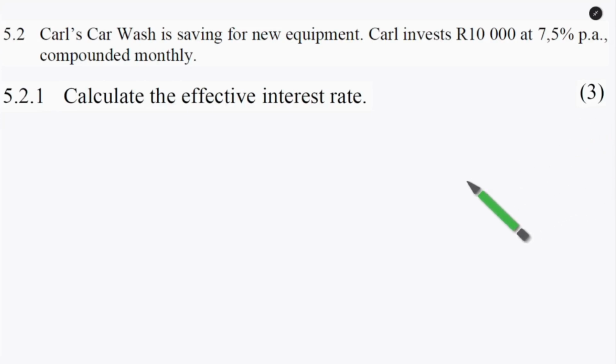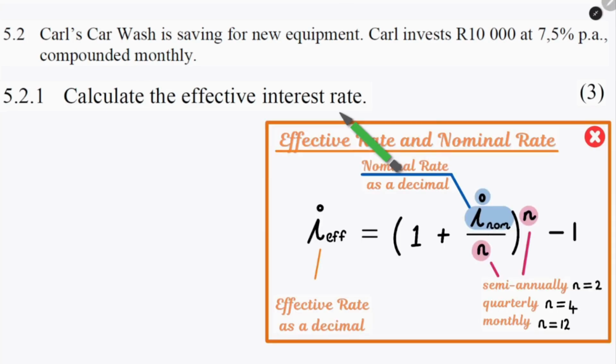In question 5.2, Carl is saving up some cash money for his car wash, and we need to calculate the effective interest rate. So you need to know this formula off by heart. This is not on the formula sheet. So let's have a look at our nominal rates. It needs to be a decimal, so the 7.5% over here. We grab it, divide it by 100, and it's going to be 0.075 when I pop it in this formula.